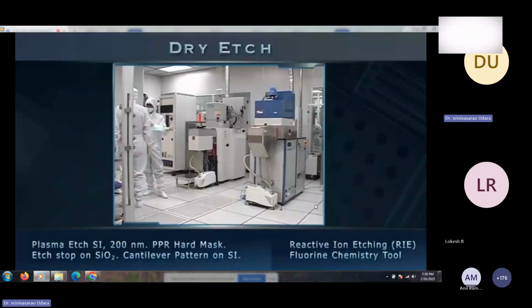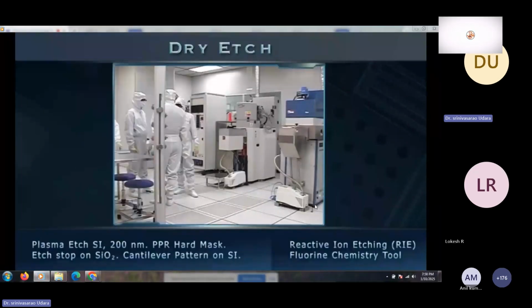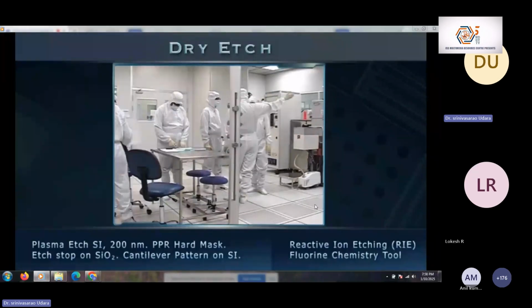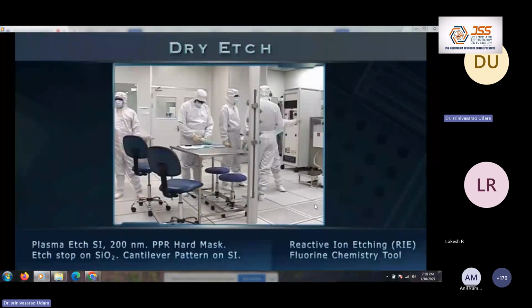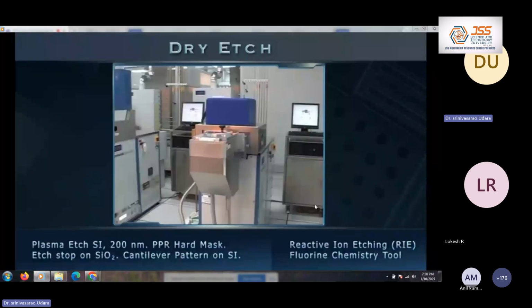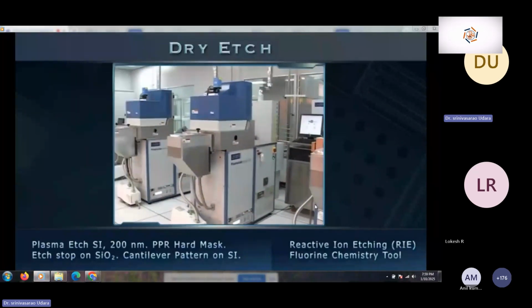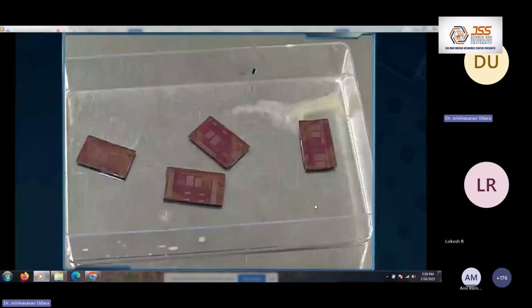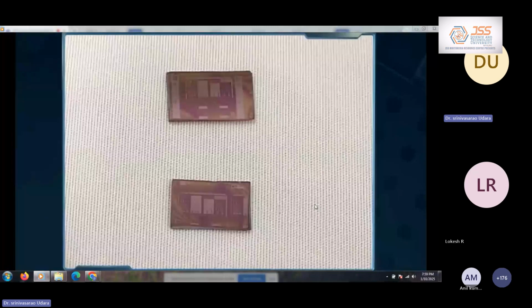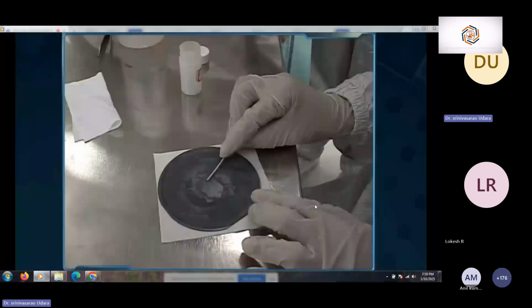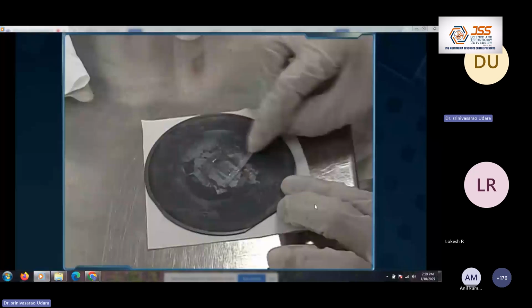The next stage of cantilever fabrication takes place in the dry etch bay. Here we employ the ICP RIE fluorine chemistry tool to etch the exposed device layer. These are our samples from photolithography. First, we apply formalin oil on a large carrier wafer to prepare a sticky base for the samples. Next, we place the samples on the carrier wafer.